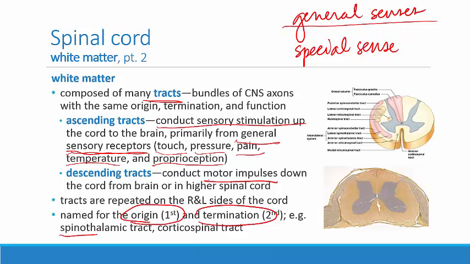So the spinothalamic tract, for instance, begins in the spinal cord and ends in the thalamus. So that would be an upward or a sensory tract, where the corticospinal tract begins in the cortex of the brain and terminates in the spine. So that would be a downward or a motor tract carrying information out toward the body. Okay, so we understand a little bit about ascending tracts and descending tracts and how they're named.